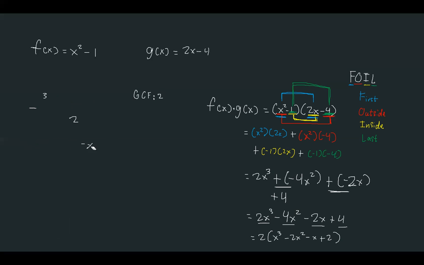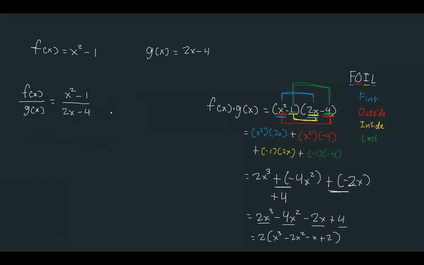Now, how about I ask you to divide f of x by g of x? This one is still simple, just substitute. So we're going to have x squared minus 1, which is your f of x, all over your g of x. Your g of x here is 2x minus 4.